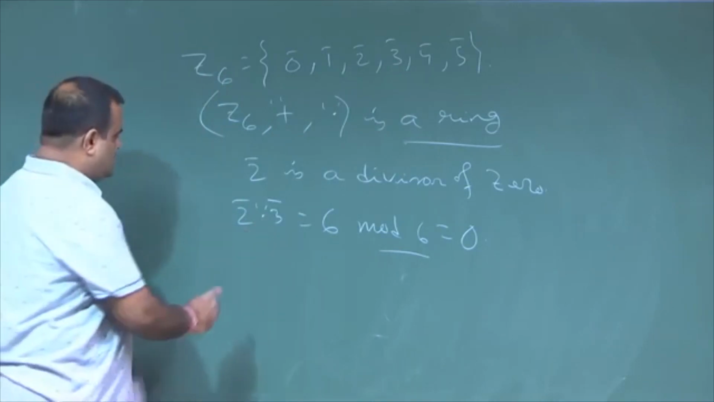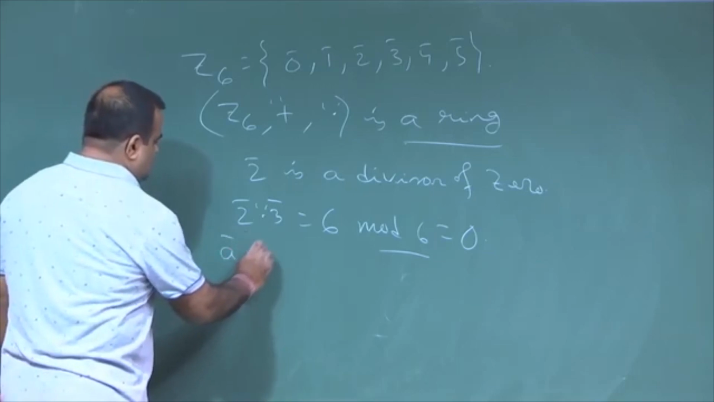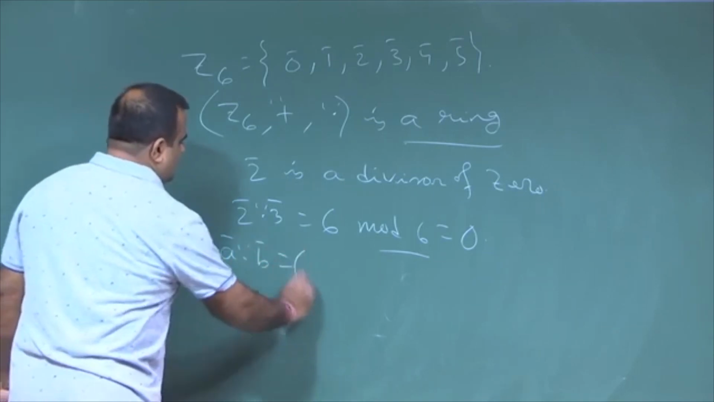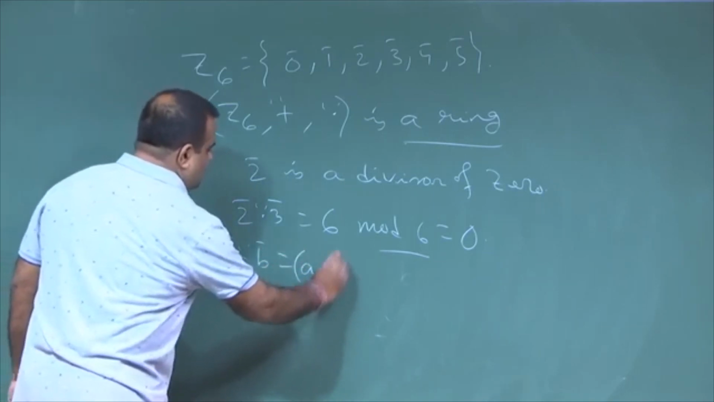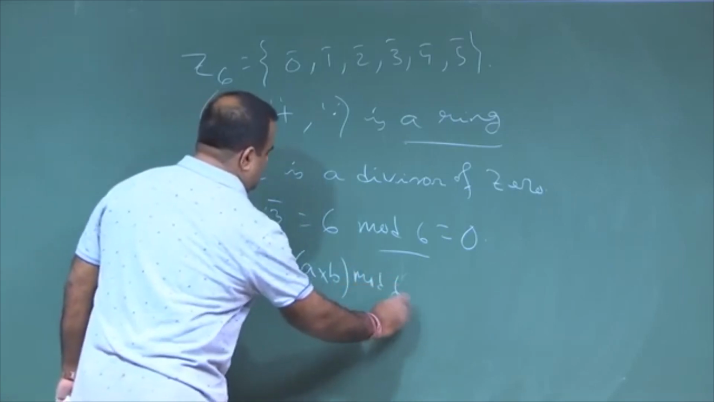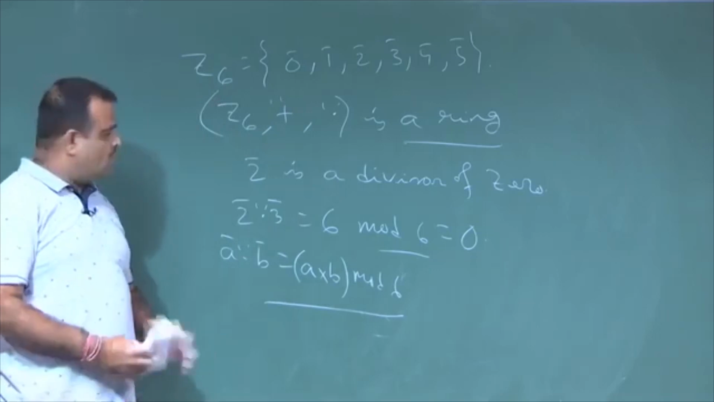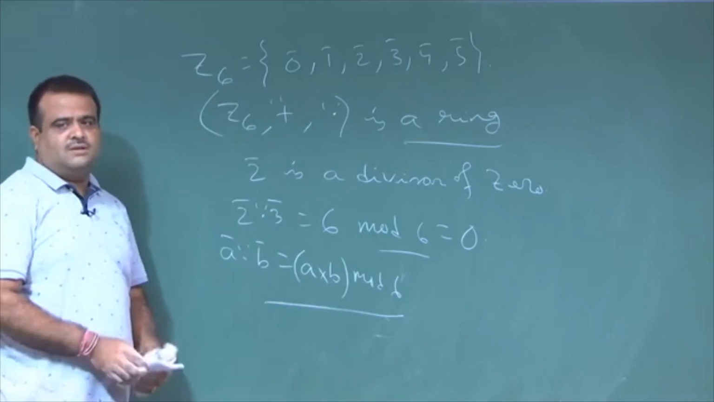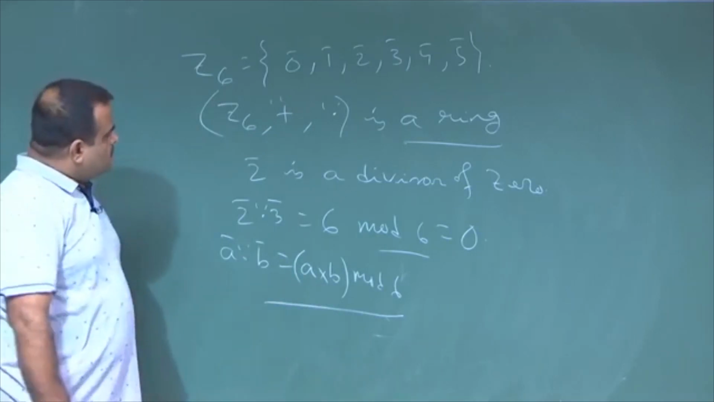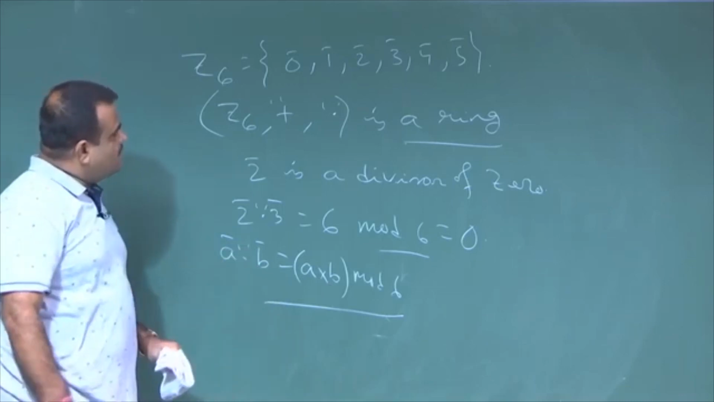So, dot operation is nothing but A into B mod 6. This is how we define this dot. Plus is also the same, we will take the plus and then mod 6. Okay. So, this is an example of divisor of 0.